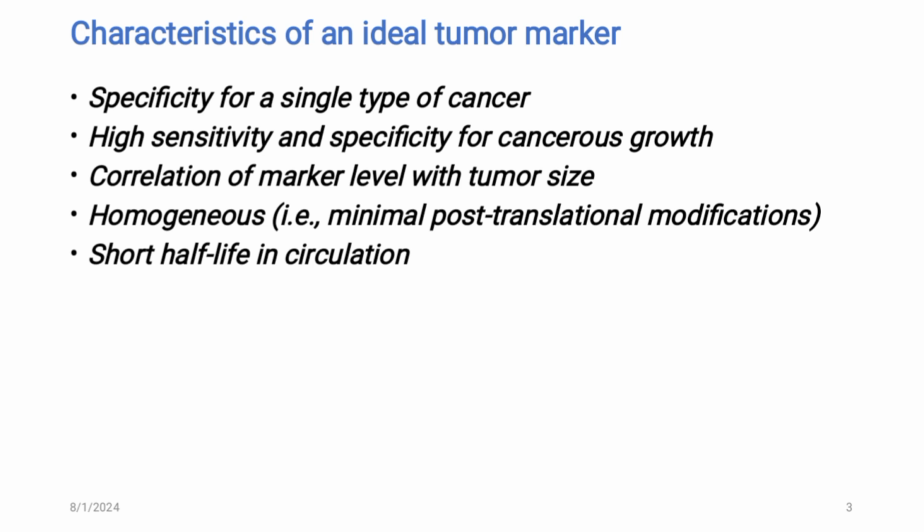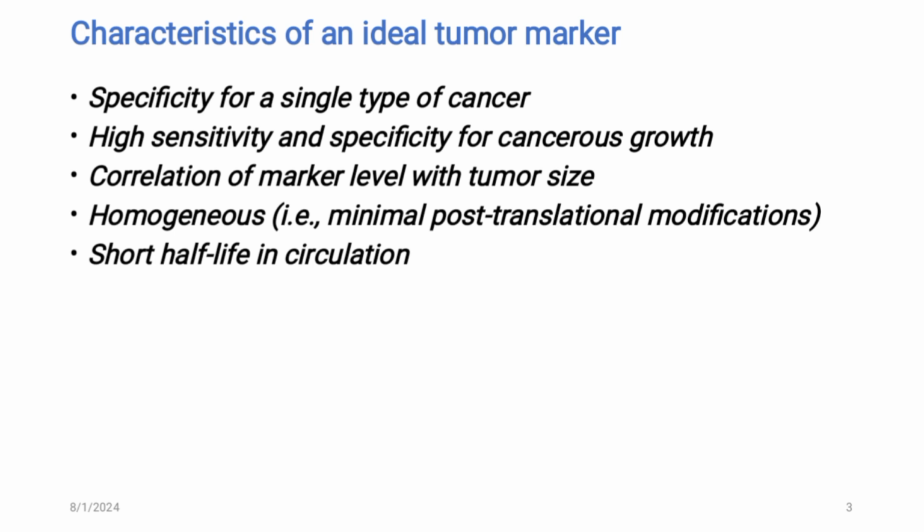The next is correlation of the marker level with the tumor size. It means that a tumor marker has a relationship with the tumor size. When the tumor size is small, it would obviously show a low level of the tumor marker, and a high level would show a high tumor size. Next is homogeneous, minimal post-translational modifications. And the last one is a short half-life in circulation.